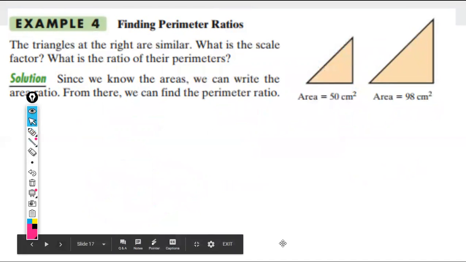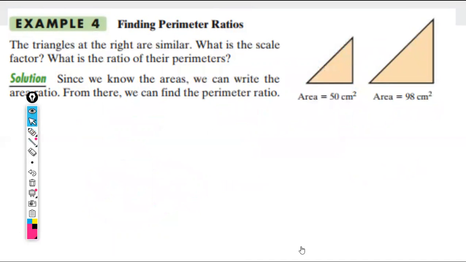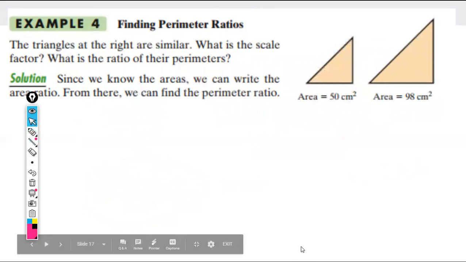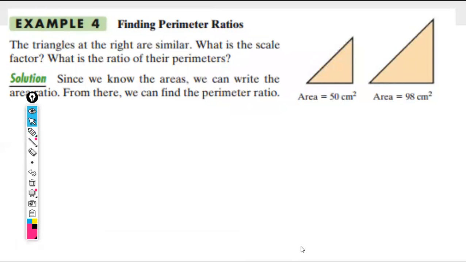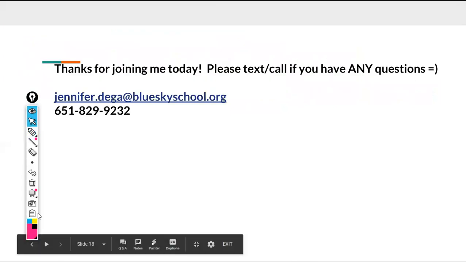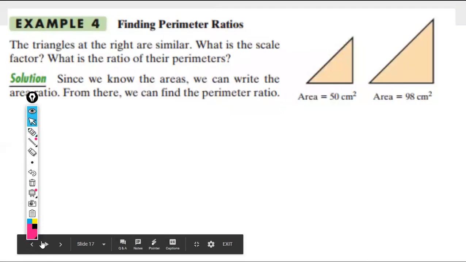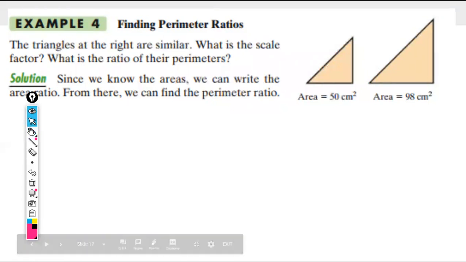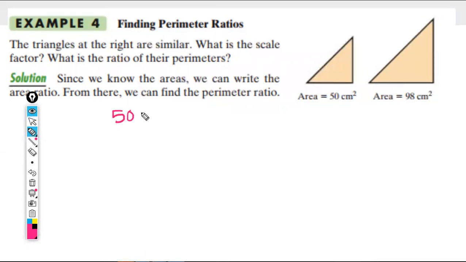Okay, so the triangles at the right are similar. What is the scale factor and what is the ratio of their perimeters? So right now we know the area, and we're just going to go first triangle to second triangle like that. So we're going to go 50 centimeters squared to 98 centimeters squared. We're just doing that because they gave the smaller one first, and they didn't really tell us which way they want us to do it.